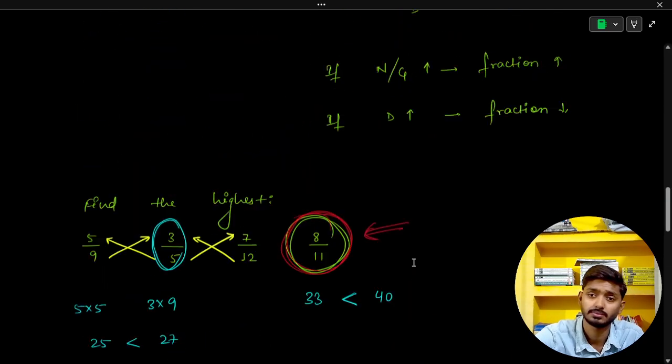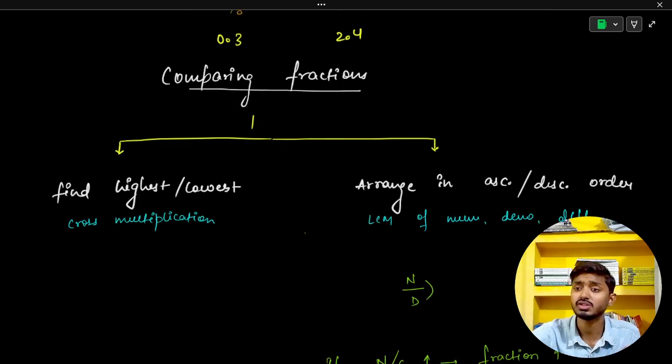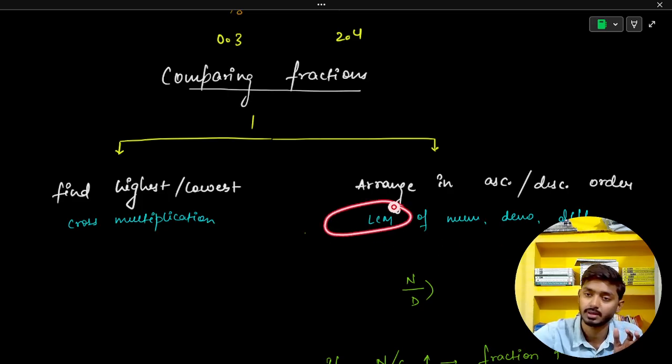Now, arrange in ascending or descending order. You'll be given 3 or 4 fractions and you'll be asked to arrange them in ascending or descending order. Now, there are multiple methods to solve this question, but the concept would be same, which is LCM. We'll find the LCM of either the numerator or the denominator or the difference of both.